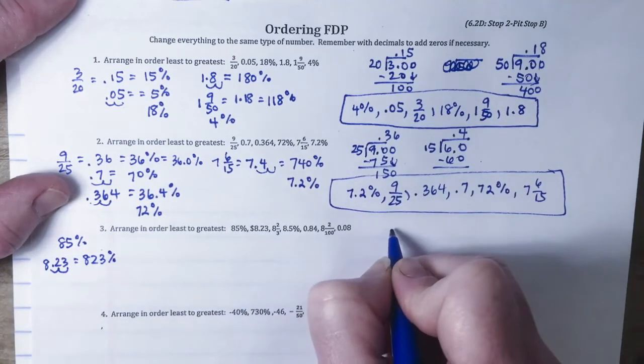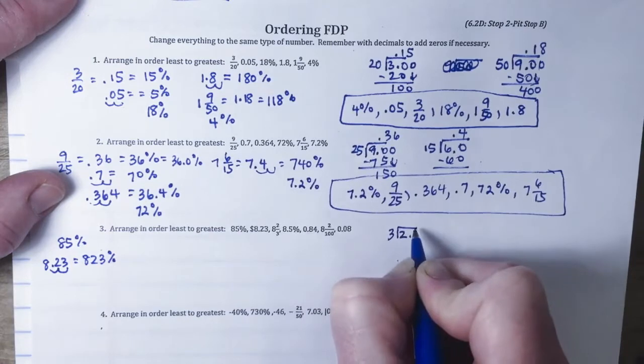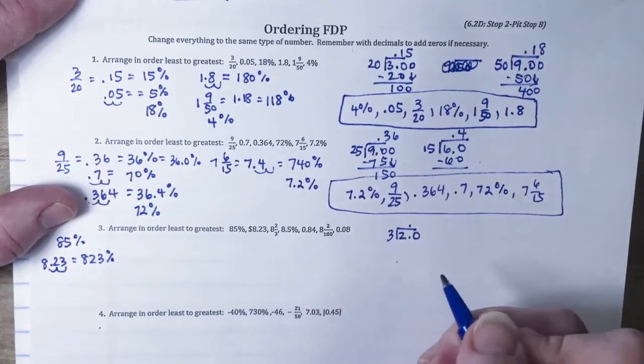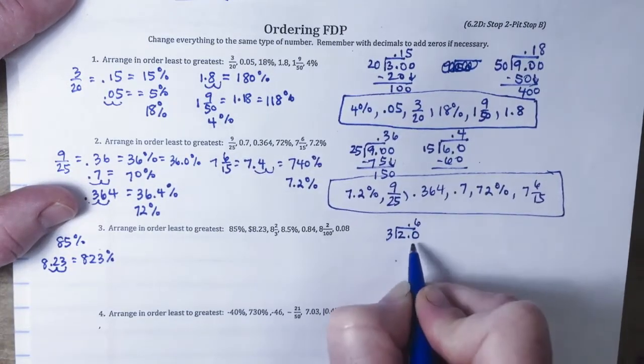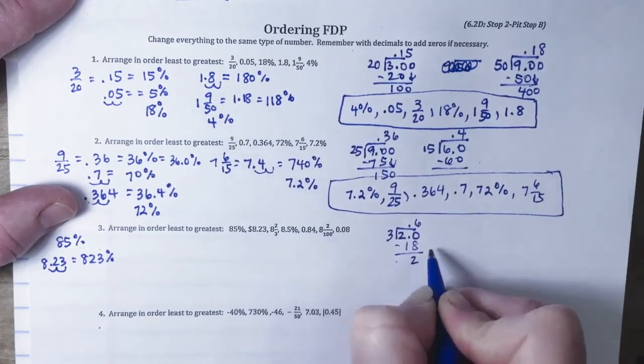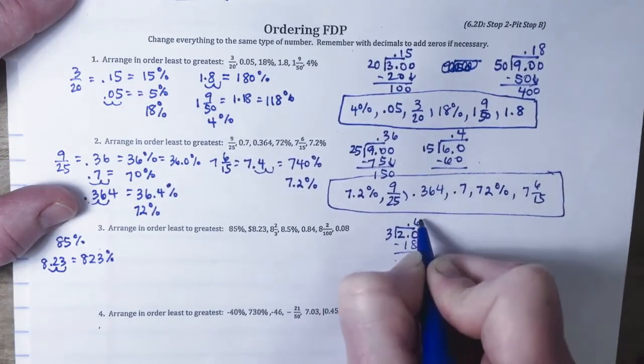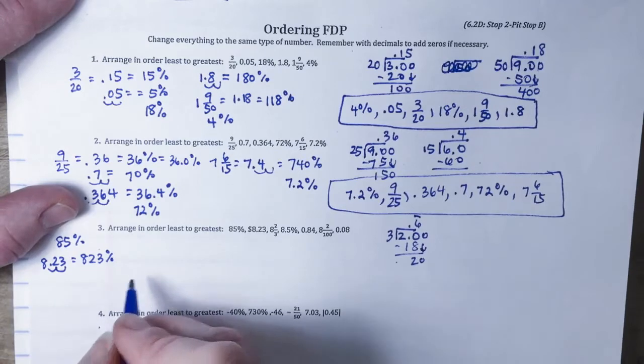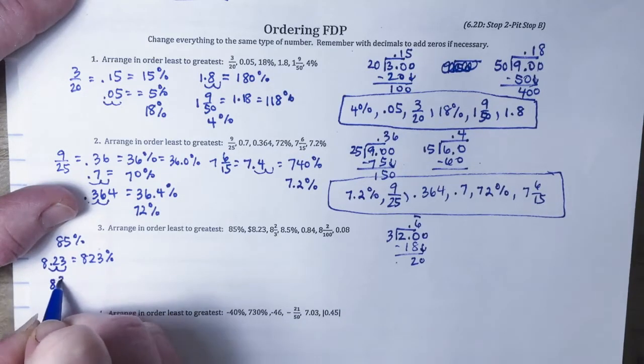8 2/3, that's my fraction. So top in, bottom out. Add your decimal, bring it up, add your 0. 3 will go into 20 6 times. All right, and I can see that this is going to be repeating. All right, so this one is 8 2/3.